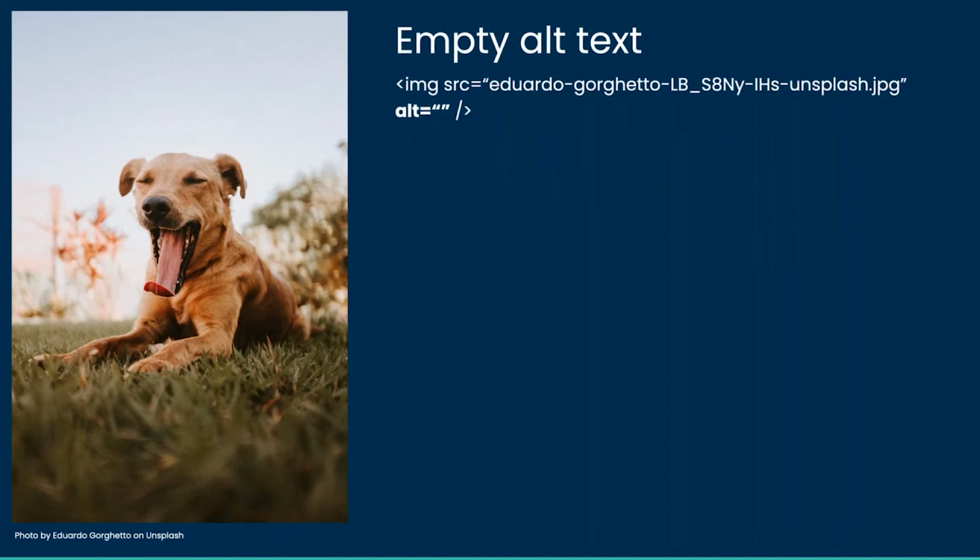You can also put in empty alt text. So we've got an empty alt attribute on this image. And if you do that, the screen reader speaks nothing. It ignores the image completely. It's as if it's not there, which, as we'll see in a bit, is not necessarily a bad thing.